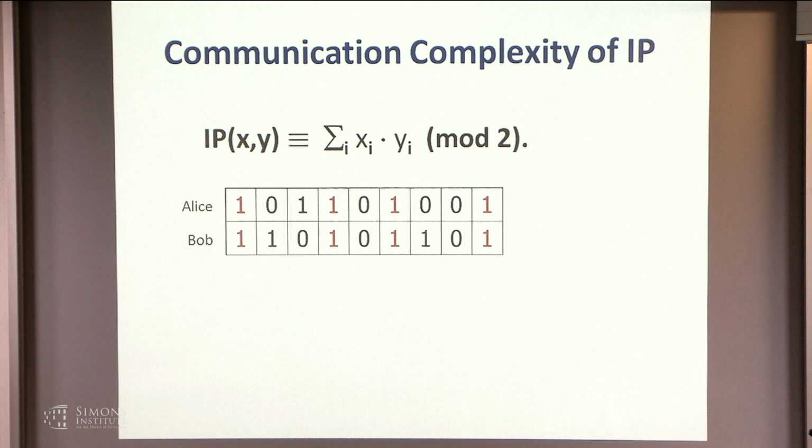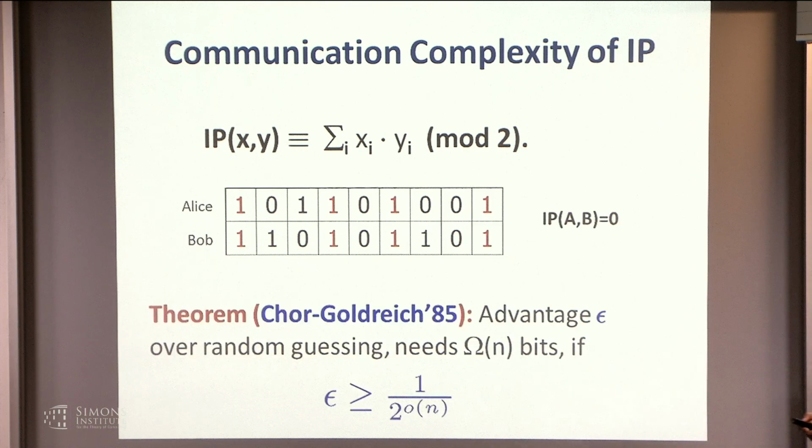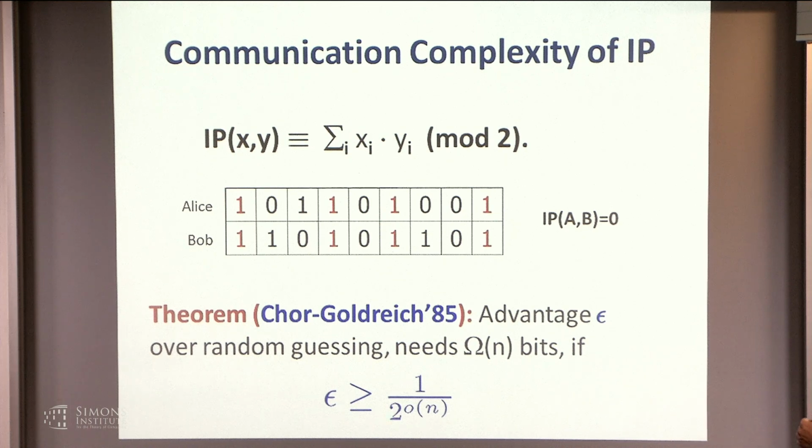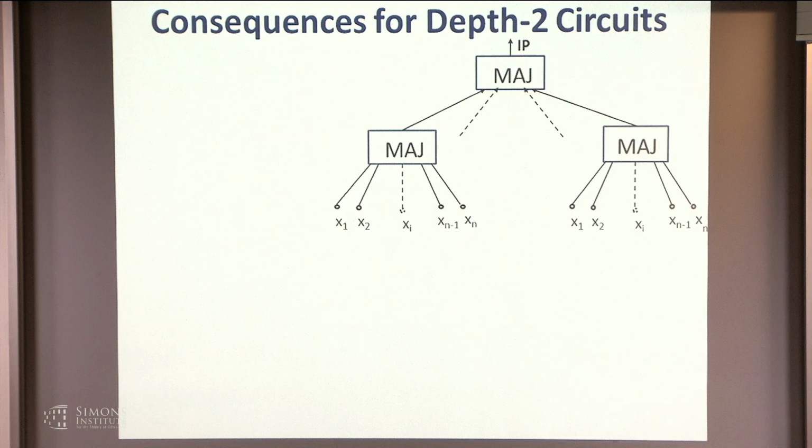For that, let me introduce this function inner product, which I don't have to tell this crowd about. It's just the standard scalar product of two n-bit strings, and then I mod it out by 2. An important result from long back, due to Chor and Goldreich, is that this function's communication complexity is extremely hard, in the sense that even if you want to do slightly better than random guessing, with advantage as large as 1 over 2 to the little o of n, you have to communicate a lot, omega n bits. Okay, so this is a classical result, has been very influential, and what is its consequence for us?